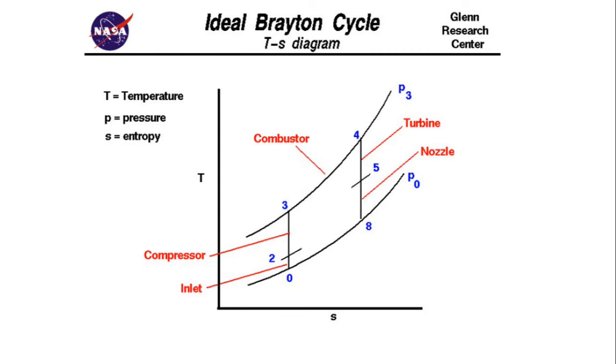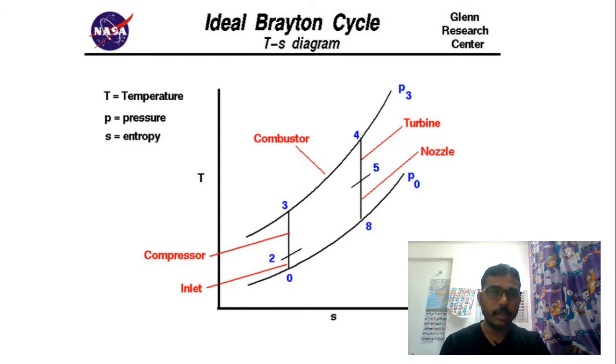This is the Brayton cycle where the gas turbine is working. We can see here 0 to 3 is the compression process, 3 to 4 is the combustion, 4 to 1 is isentropic heat rejection, and 1 to 0 is the expansion process. You can see this is a simple TS diagram of the ideal Brayton cycle.